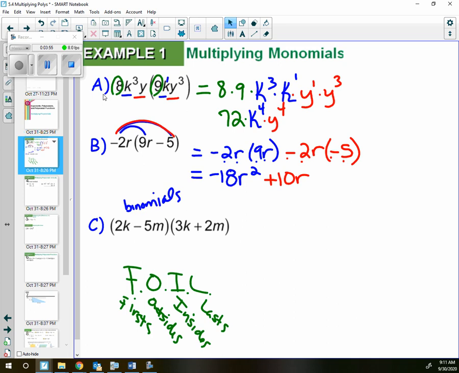It's like the double distributive property. So imagine that we are multiplying everything in the second set of binomials by this 2k, ignoring like this 5m was even there.